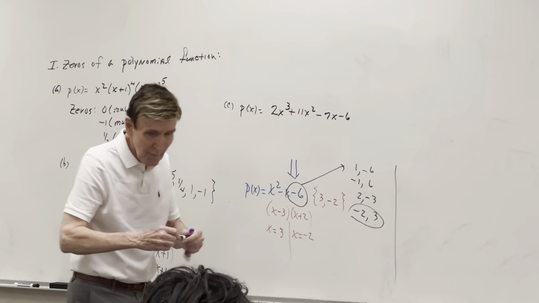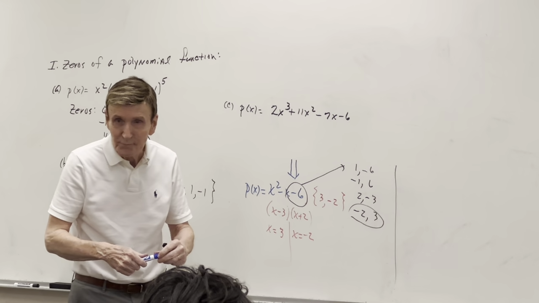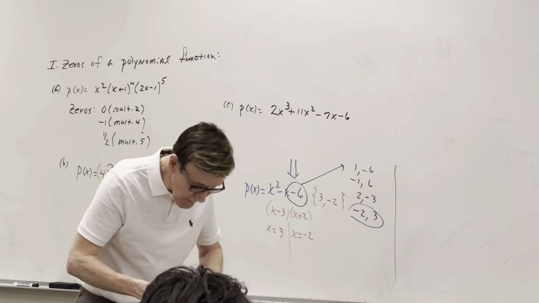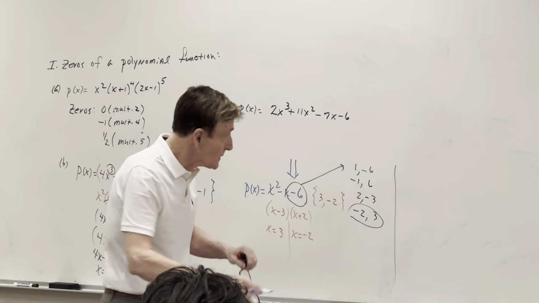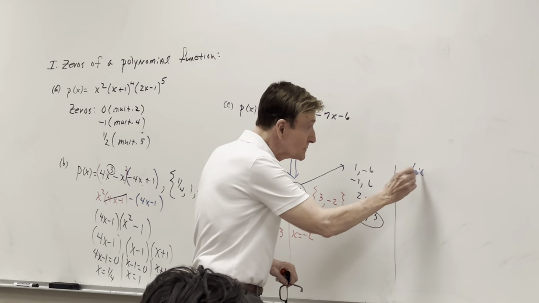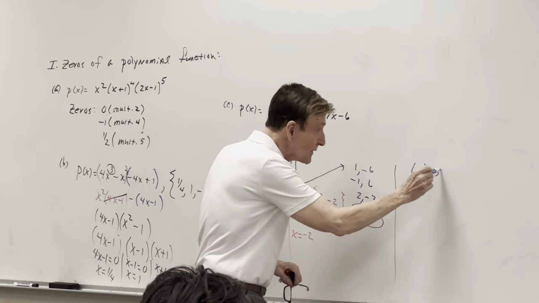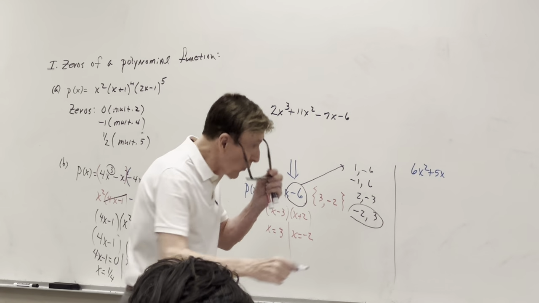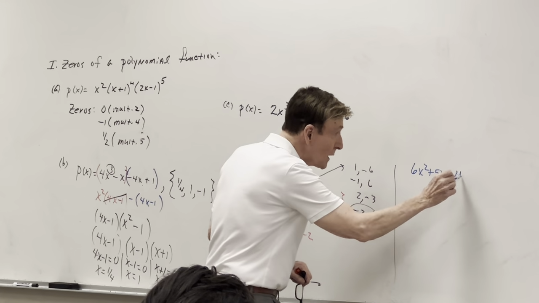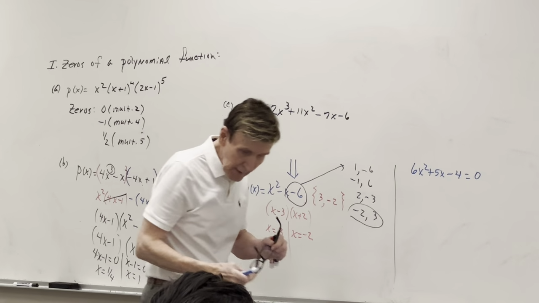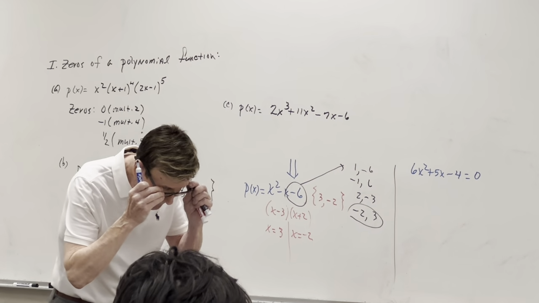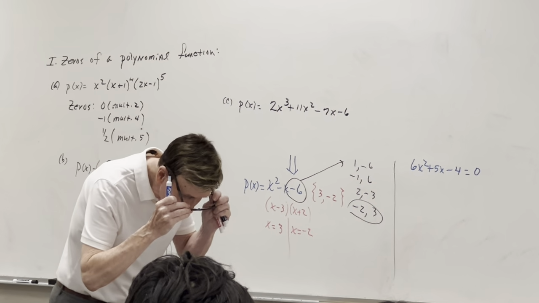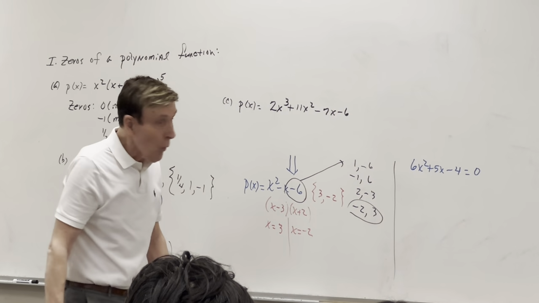So, me being me, I said, let's try another one. I brought this in. Let's try this one: 6x squared plus 5x minus 4 is equal to 0. I'll move that up real quick. Let's hope it works out for me.